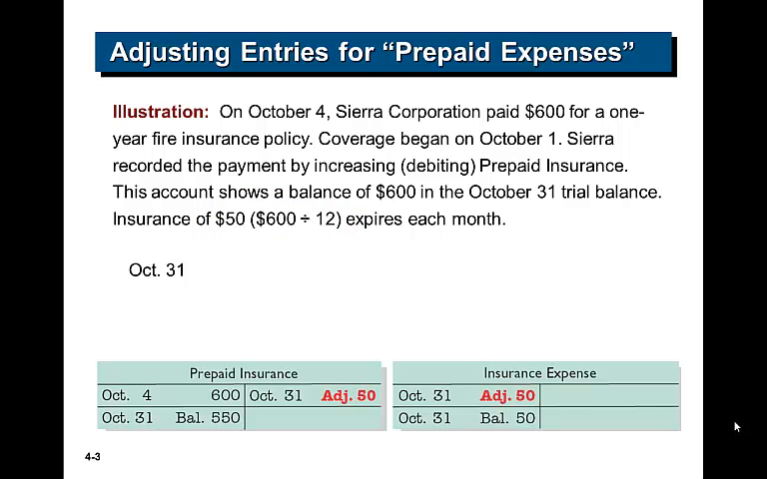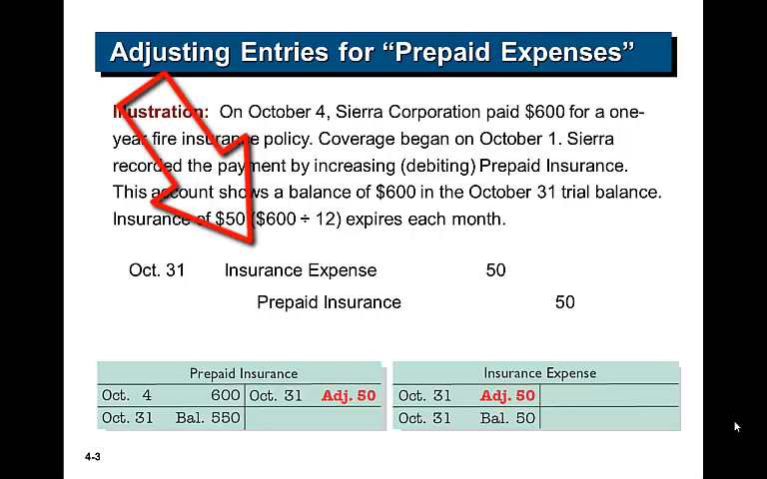Because we are preparing financial statements for the month of October, we need to expense 1 month's worth of insurance. We have used up $50 worth of this insurance at the end of the month, so we need to expense that much. We would debit insurance expense for $50 and we would credit or reduce prepaid insurance by $50. After our adjusting entry, we are left with $550 in prepaid insurance. This represents the 11 months of insurance that will still provide benefit. We also have $50 in insurance expense, which represents the $50 of insurance that we used during the period.